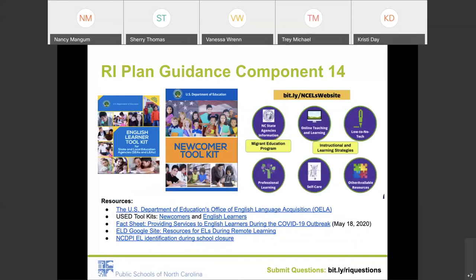Thank you, Christy, and thank you everyone, today's attendees, for your leadership to help ensure that English learners, immigrant and migrant students receive equitable service during remote learning, and also their families.